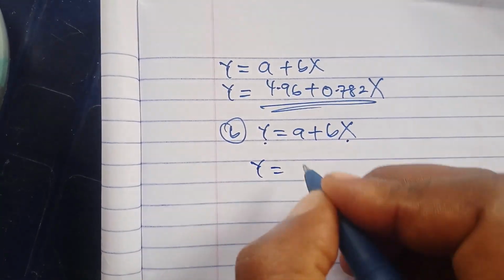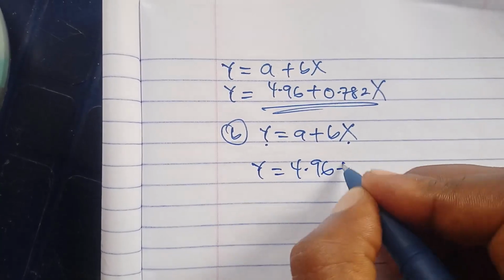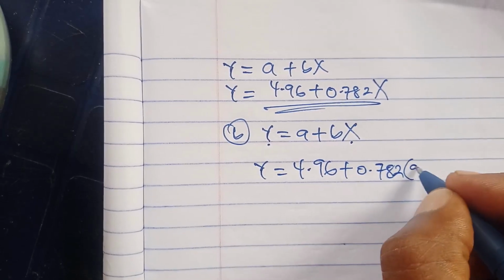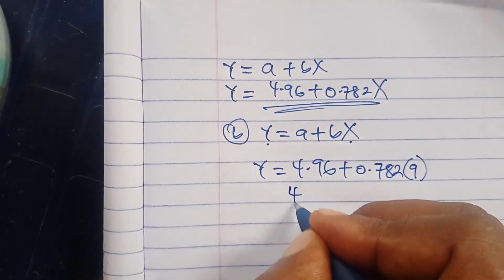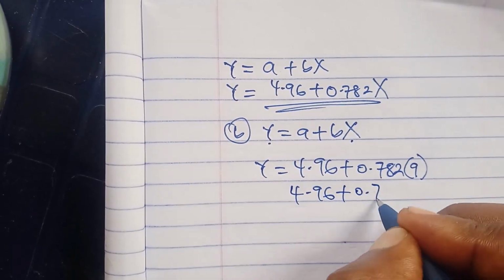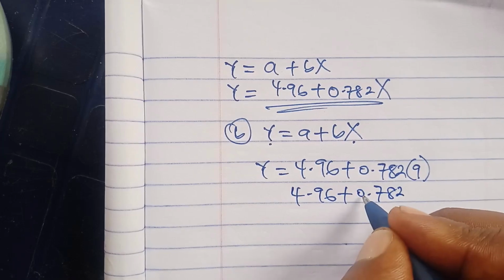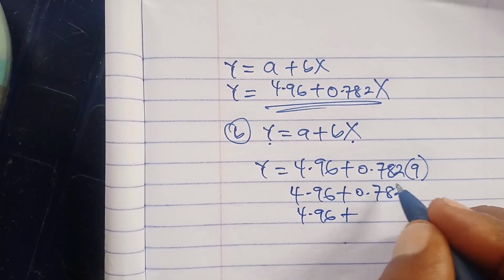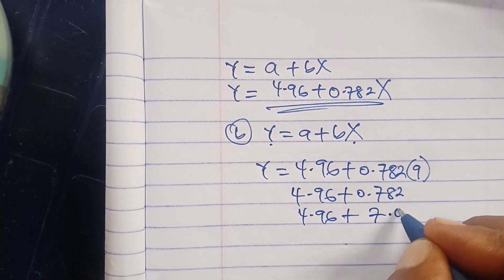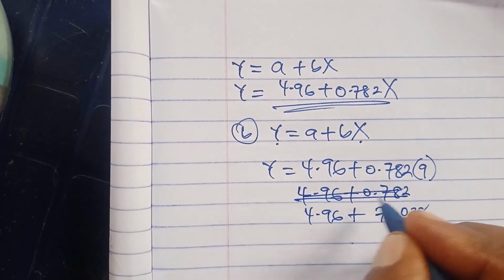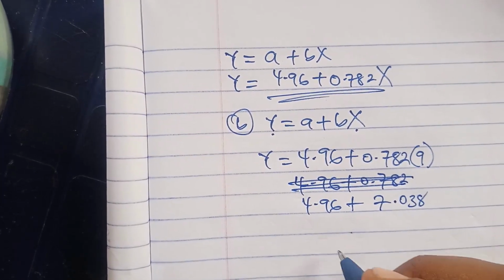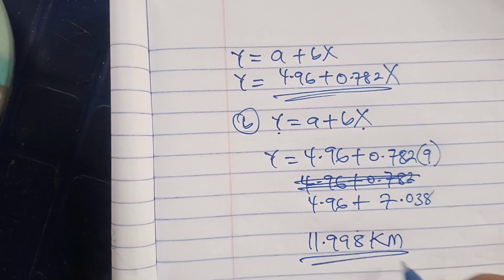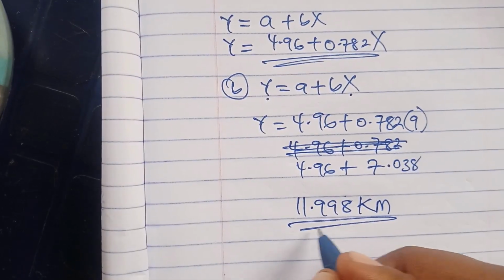So y equal to 4.96 plus 0.782, and instead of x we put 9. So we have 4.96 plus 0.782 times 9. Okay, 4.96 plus, we multiply this. If we multiply, we get 7.038. So when we now add, we get 11.998 kilometers. So the distance that it will travel can be predicted to be this.